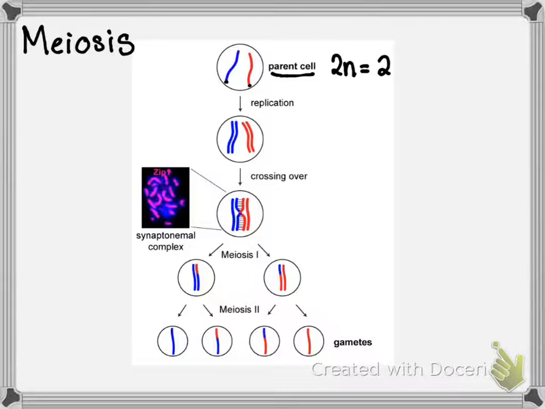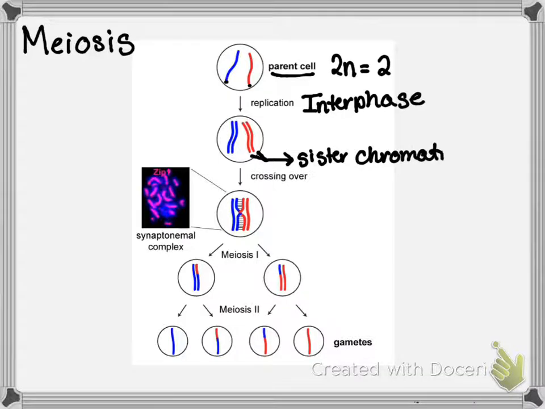Now, right now, this parental cell has unreplicated chromosomes. So replication is going to need to occur during interphase. And during interphase, the chromosomes get copied, and now the chromosomes are made of 2 copies called sister chromatids. And if you remember, sister chromatids are identical DNA strands. So this diagram is showing the sister chromatids as kind of being like parallel lines.